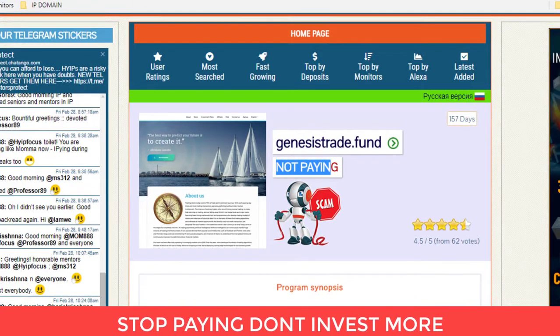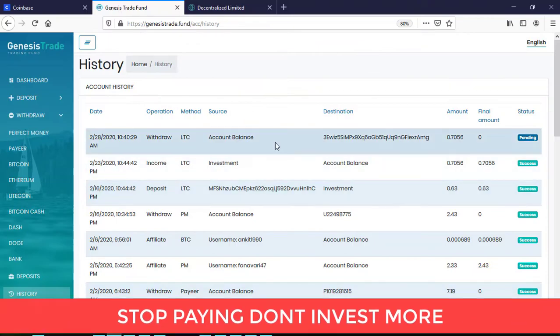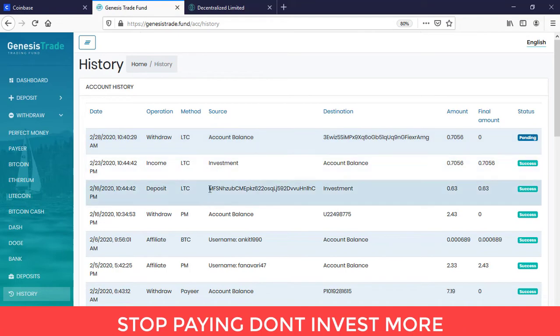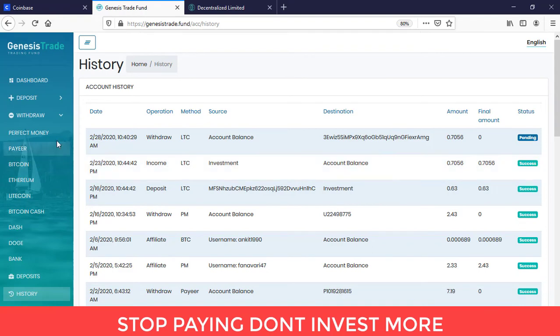So do not invest into this website and don't listen to genesistrade.fund, because I wrote to support and they are replying that they are under attack and this and that, but I don't think this website will resume again. So be careful, do not invest again, do not invest more into this website. This website is no more, this website is stopping.